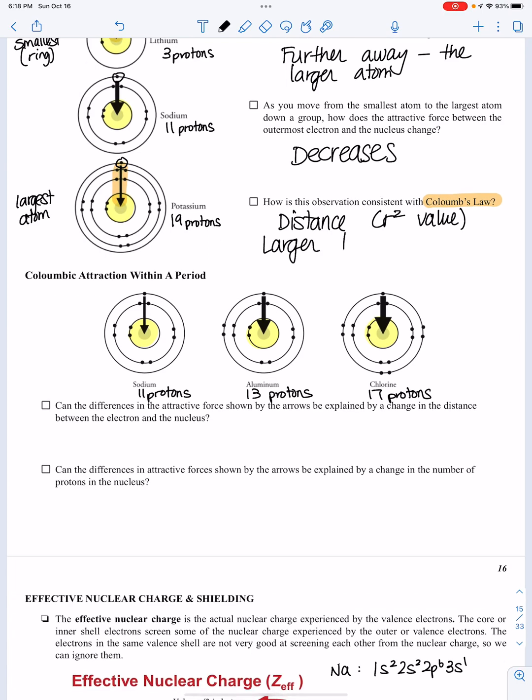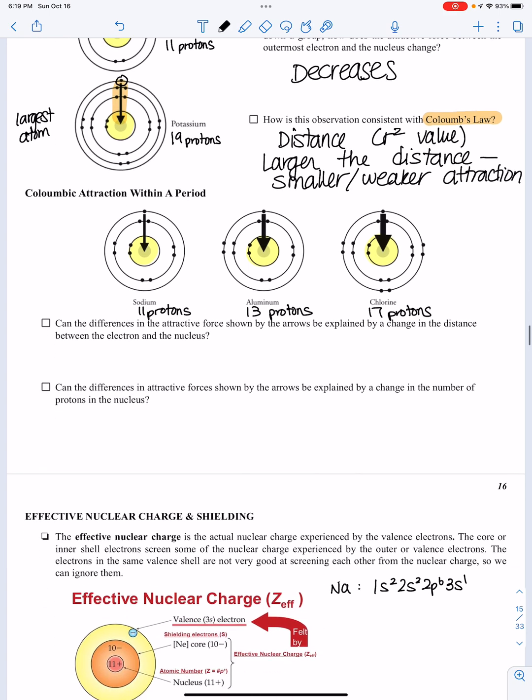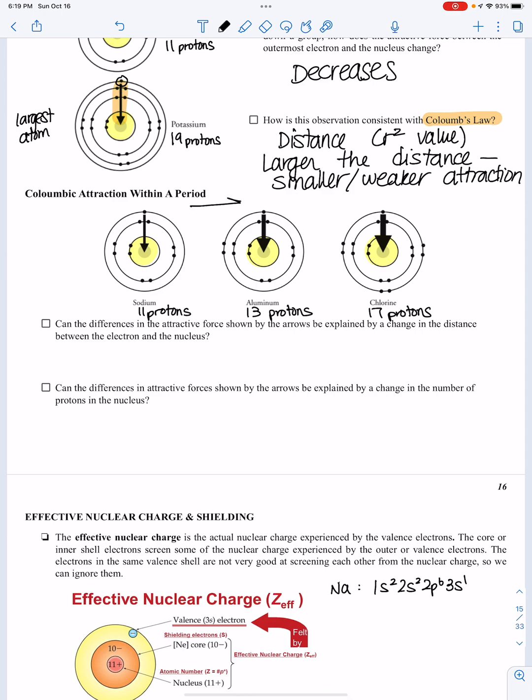Larger the distance, the weaker or smaller the attraction. So that's something for us to keep in mind. If I have some very large atoms, it's not going to be attracted as much. What if I had within a period, which is left to right in a periodic table, I have sodium with 11 protons, aluminum with 13 protons, and chlorine with 17 protons. Look at this now. The size is about the same, like not dramatically different as in the previous example. So let's keep that in mind.